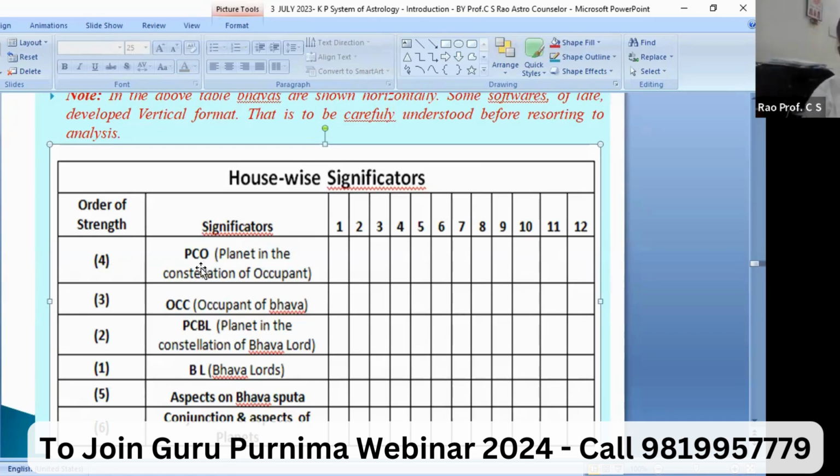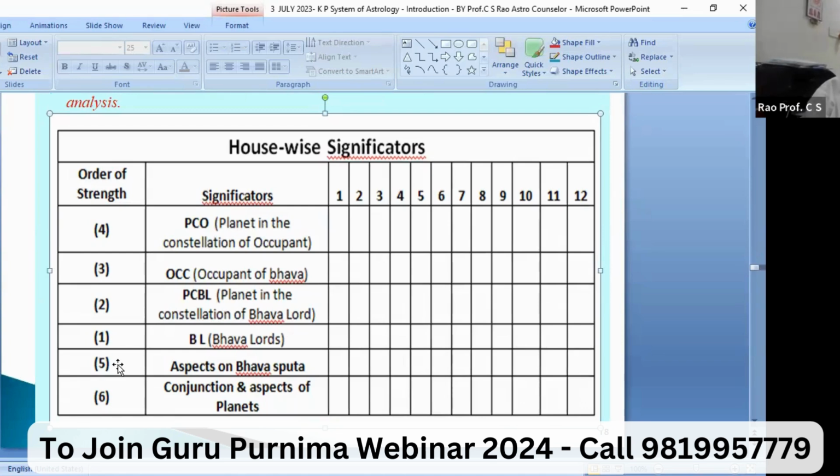In the predictive part, planet in the constellation of the occupant, item 4, is the strongest in the order of strength. Next 3rd, next 2nd, next 1. Like that. So here the 5th item is of lesser strength: aspects on the Bhava Sputa.